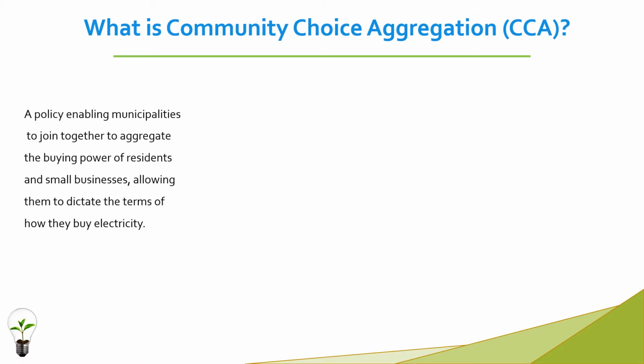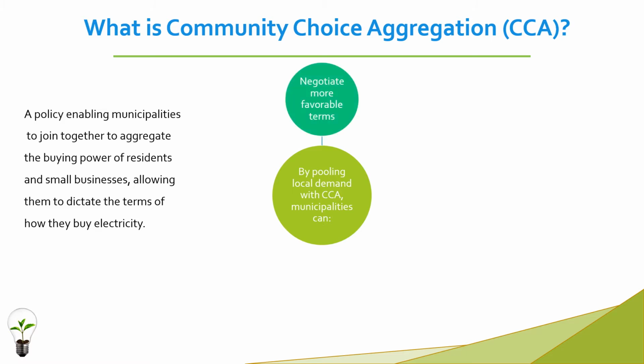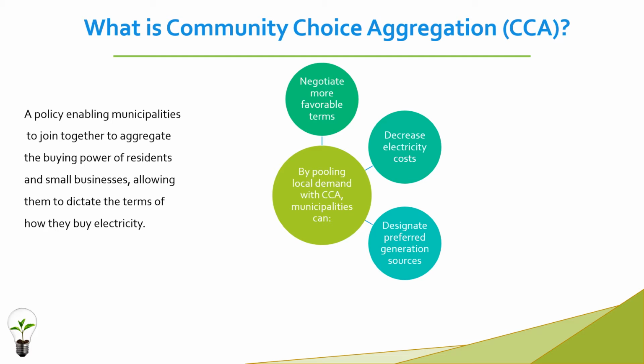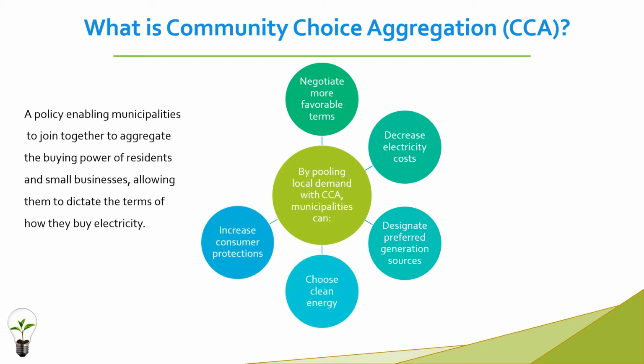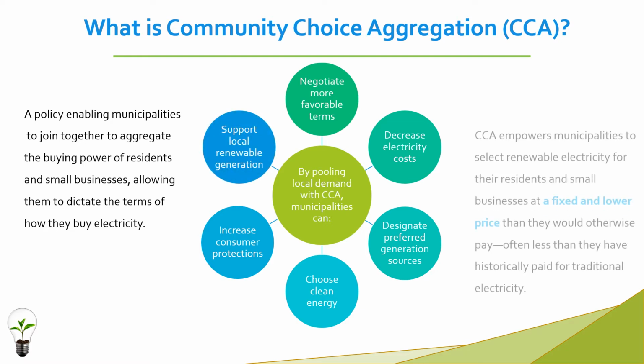Community Choice Aggregation, or CCA, enables municipalities to join together and aggregate the buying power of residents and small businesses, allowing them to dictate the terms of how they buy electricity. By pooling local demand with CCA, municipalities can negotiate more favorable terms, decrease electricity costs, designate preferred generation sources, choose clean energy, increase consumer protections, and support local renewable energy generation.